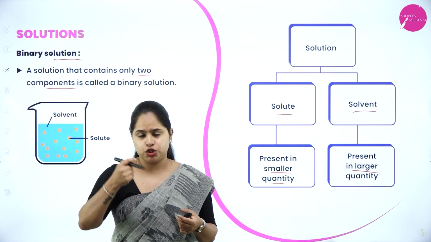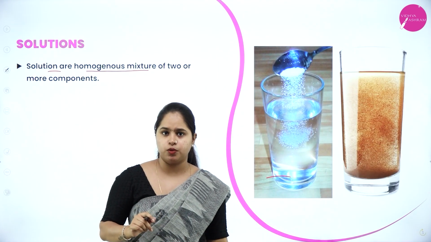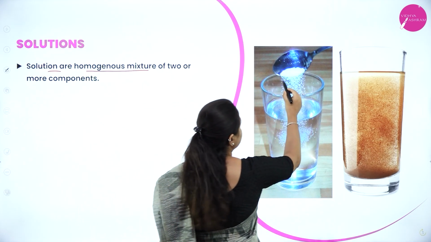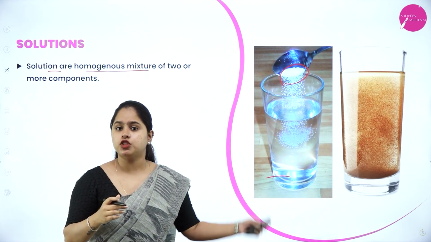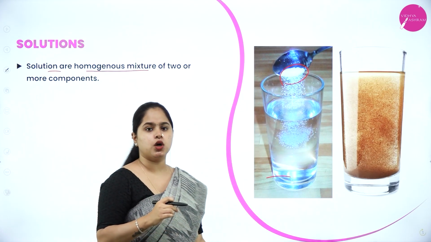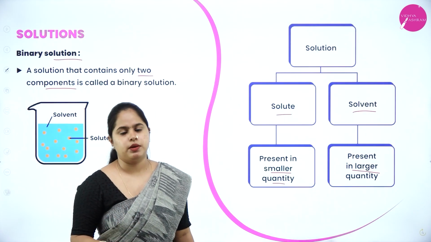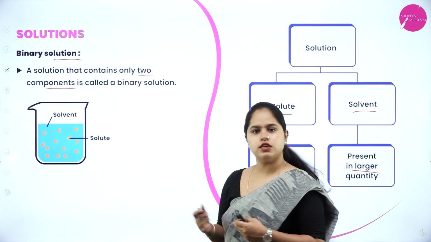Yes, the sugar, we added only 1 spoon of it. Compared to the quantity of water, as you can see, the sugar is only present in 1 tablespoon. So, the quantity of sugar present here is very less. So that will be the solute, and it is added to the water, which is present in more quantity. So, that will be the solvent. I hope it is clear what is solute and solvent.